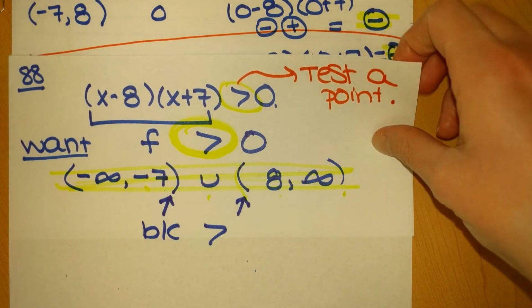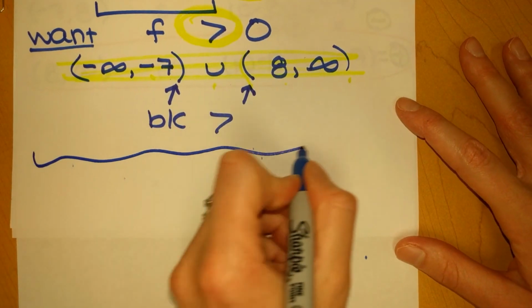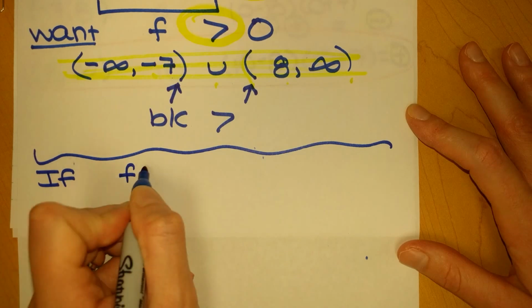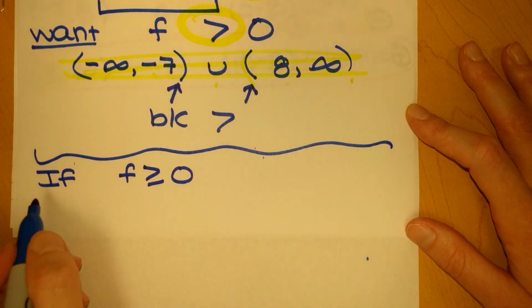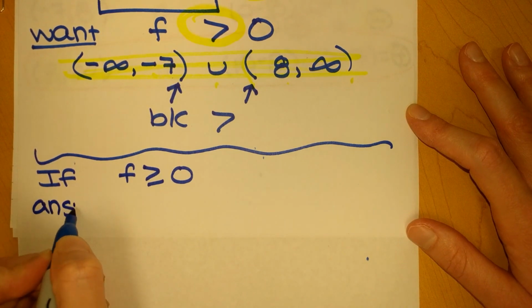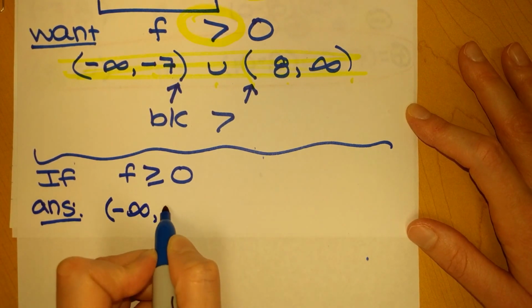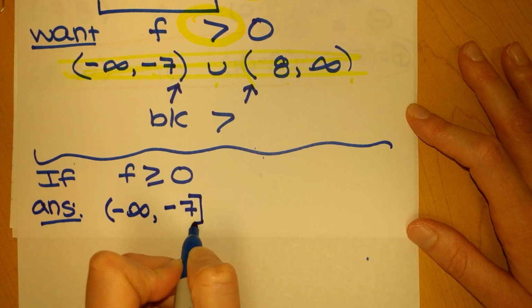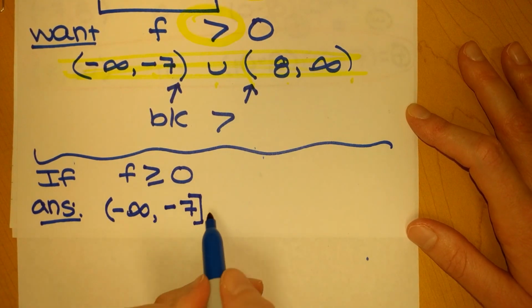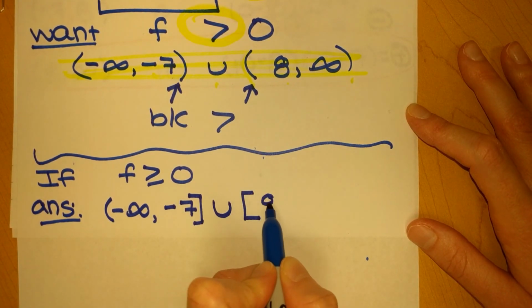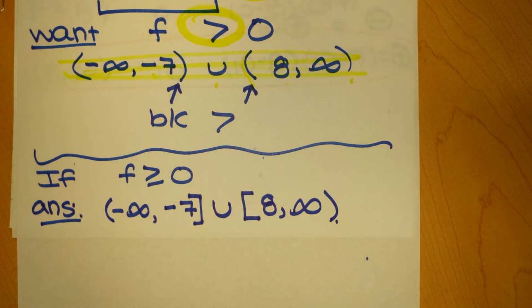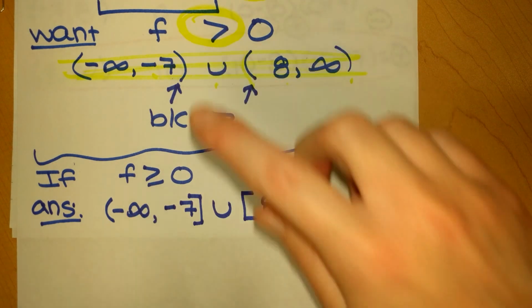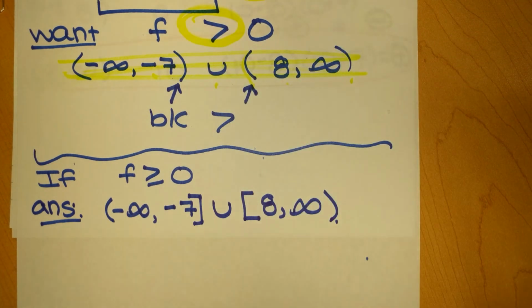Now, I do want to just say one thing about this. If the question had been f greater than or equal to 0, with an equal to, we use a square bracket. So in that case, our answer would have looked like negative infinity to negative 7, but now we would put a square bracket because of the equal to, union, square bracket, 8 to infinity. Okay, so again, the numbers will come from the chart, but then you've got to use the type of inequality, whether it's strict or equal to, to determine what type of parenthesis or square bracket you will put.